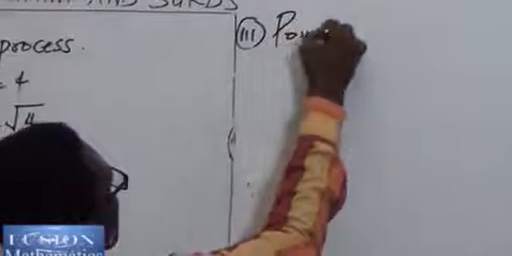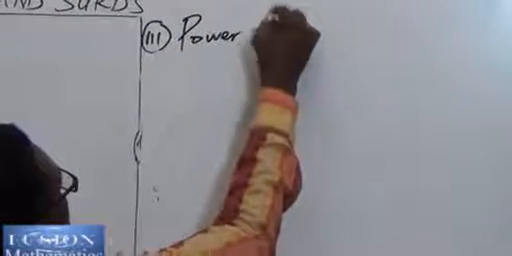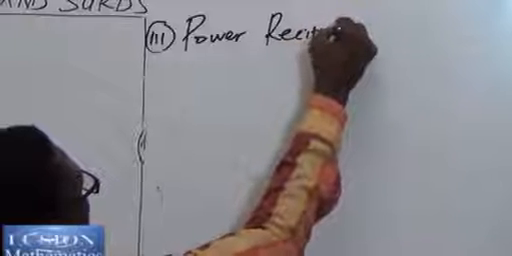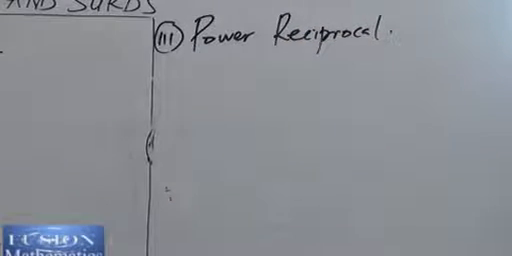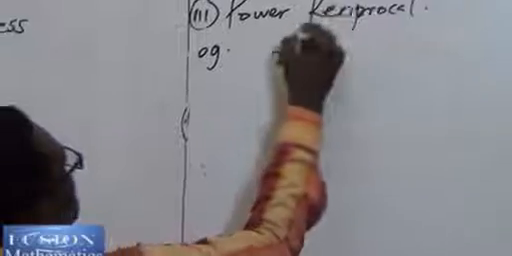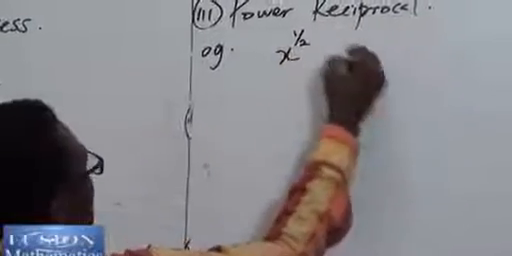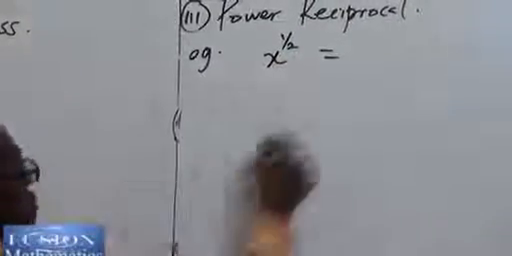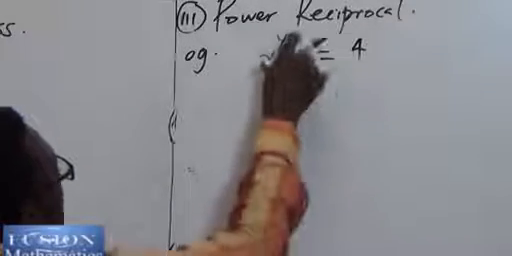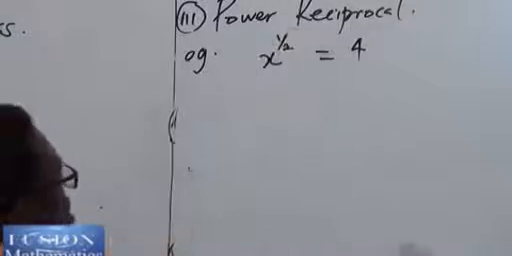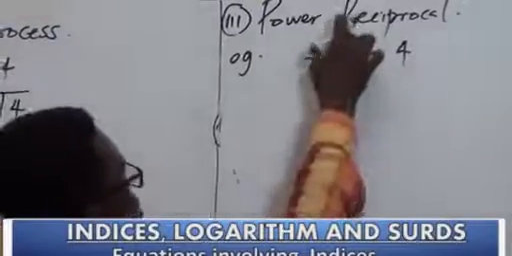For our third method, this is called power reciprocal. This is the multiplicative inverse of the power. Given, for instance, we have x raised to power half equals 4. So the reciprocal of half is 2. So we multiply 2 to both sides.